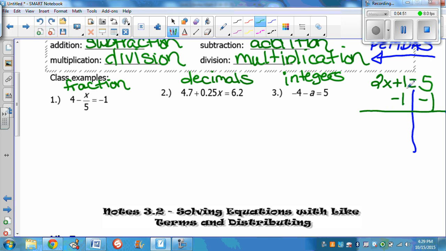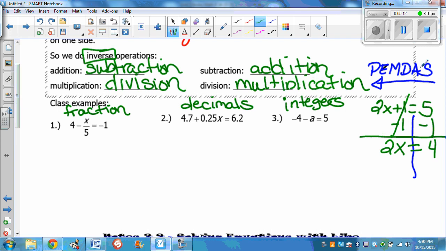What is plus 1 minus 1? Those are opposites. That's the whole purpose. We're starting to get x by itself, so that equals 0. So I have 2x on the left-hand side here, and now do what you see. What is 5 minus 1? And that's 4.